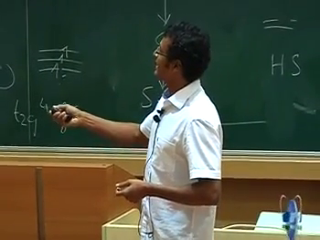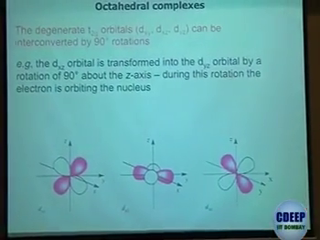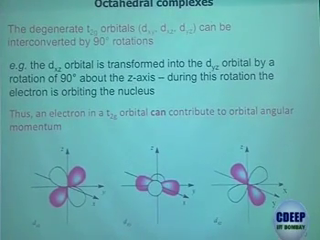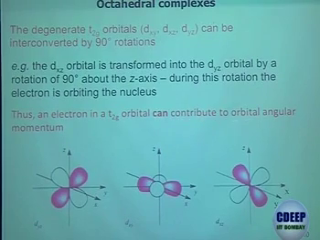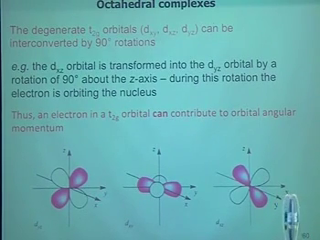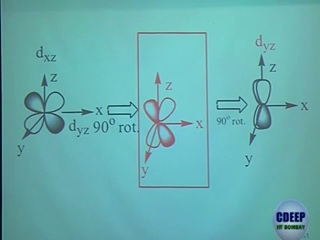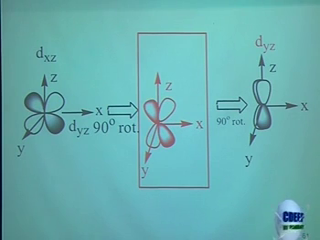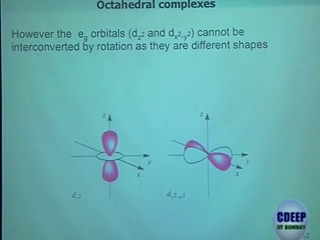Now, the degenerate T2g orbitals, dxy, dxz, dyz, can be interconverted as is shown in here. You just rotate a little bit, you can interconvert, right. Thus, an electron in a T2g orbital can contribute to orbital angular momentum. But what happened to Eg? So, this is the transition from dxz to dzx to dyz. You just rotate the orbital, say it is the dxy plane. You just rotate 90 degrees, you get another one. If it is dxz, you get the initial and then finally you get dyz, right. You should be able to do that.